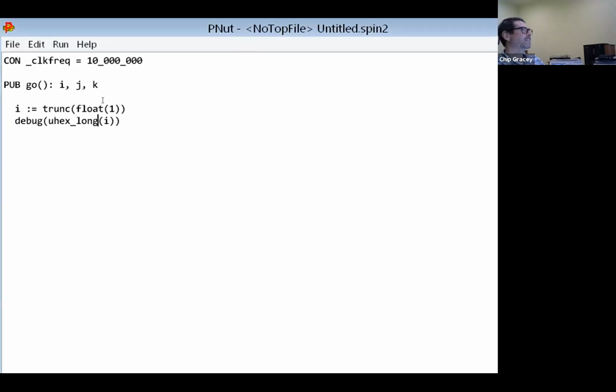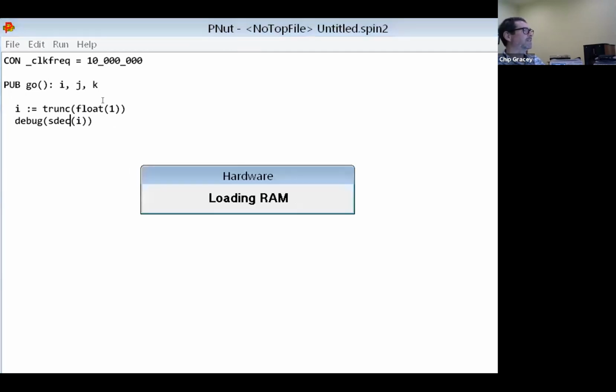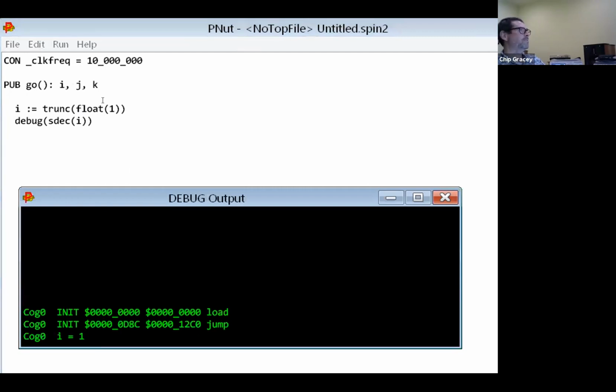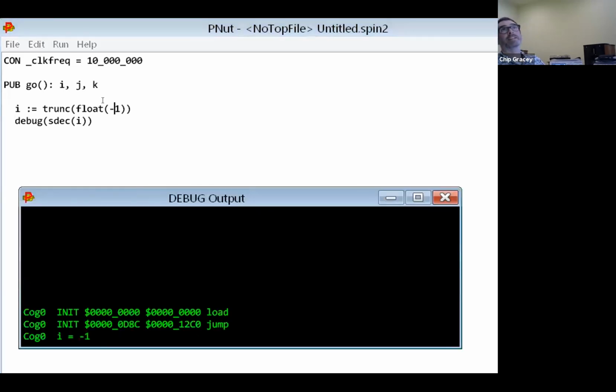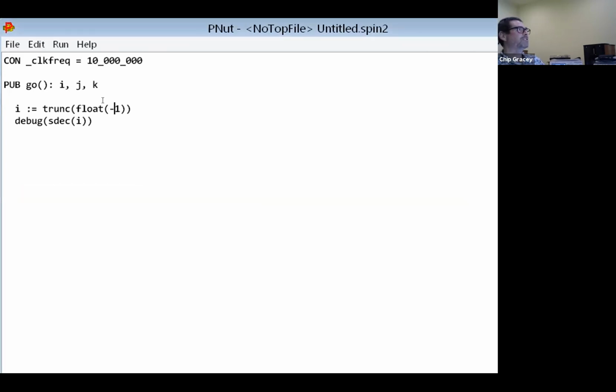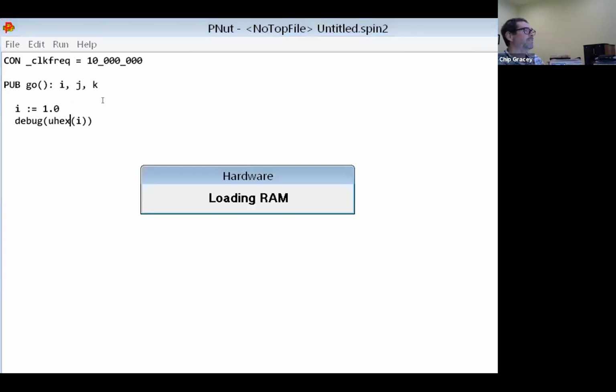In fact, let's just make this signed decimal, all right? So I equals 1, it came back as 1. If we make this -1, this is going to work, I think, because it converted it to a float, because it did an integer negation right here. But when we try to do a minus 1.0, let's just say I equals 1.0, and let's make this unsigned hex so we can see it all. It's 3F800000.